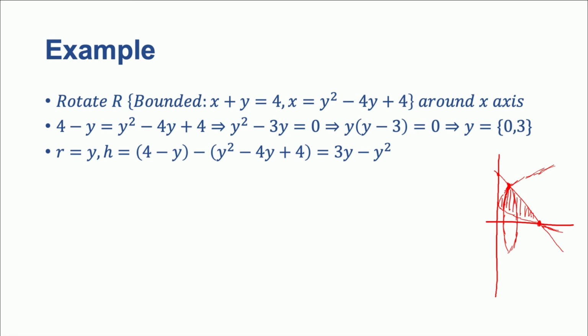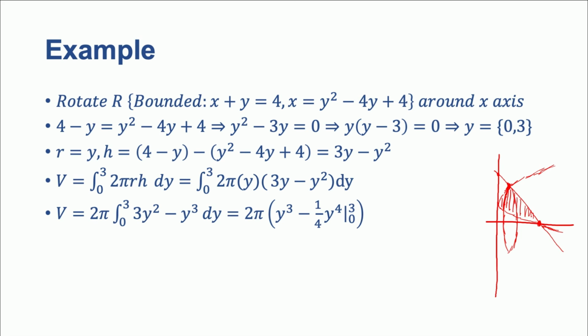Okay, so now we are prepared to perform our integration. We know that the volume is equal to the integral between our endpoints, which in this case are 0 and 3, of 2 pi r h times our differential, which in our case is dy. We can rewrite this as the integral between 0 and 3 of 2 pi times y times 3y minus y squared with respect to y. Next, we can pull out that 2 pi, giving us the integral from 0 to 3 of 3y squared minus y cubed dy, all times 2 pi. That gives us 2 pi times y cubed minus 1/4 y to the fourth, evaluated between 0 and 3.